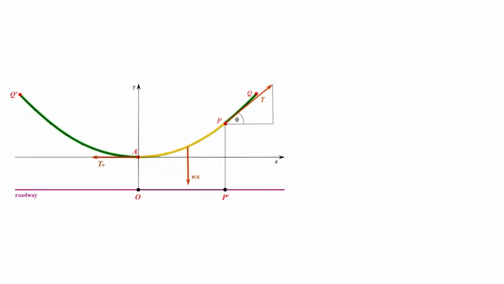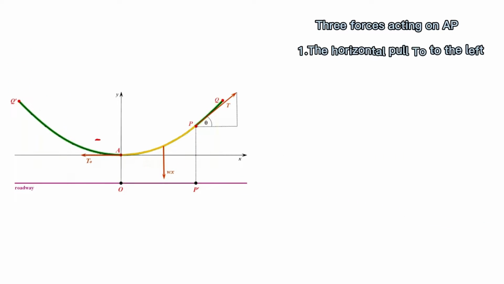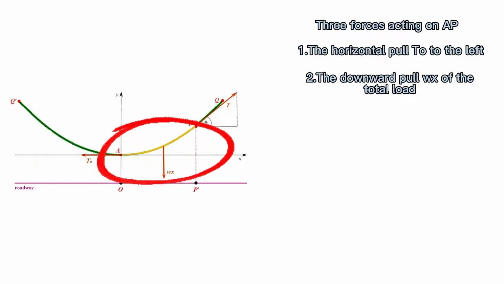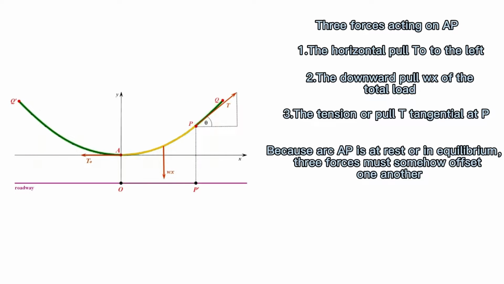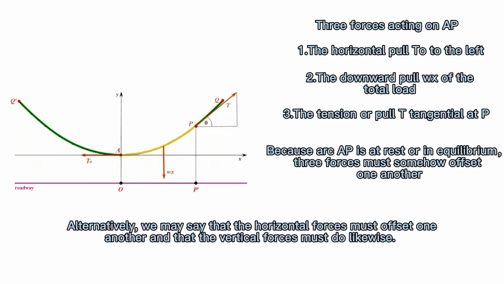There are three forces acting on AP: the horizontal pull T0 to the left, the downward pull Wx of the total load, and the tension or pull T tangential at P. Because the arc AP is at rest, or in equilibrium, the three forces must offset one another. For if there was some net force, the cable would move or bend under the action of that force. Alternatively, we may say that the horizontal forces must offset one another and that vertical forces must do likewise.